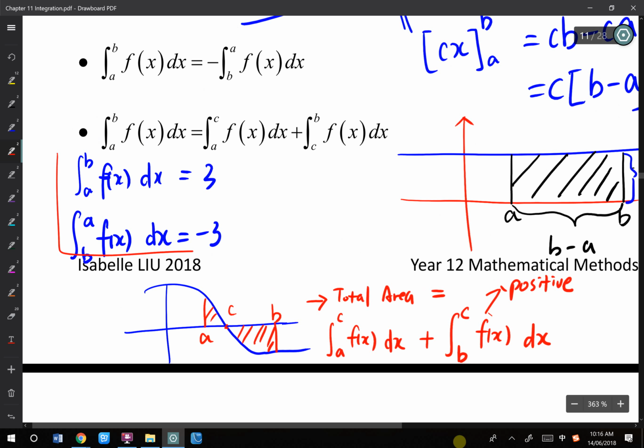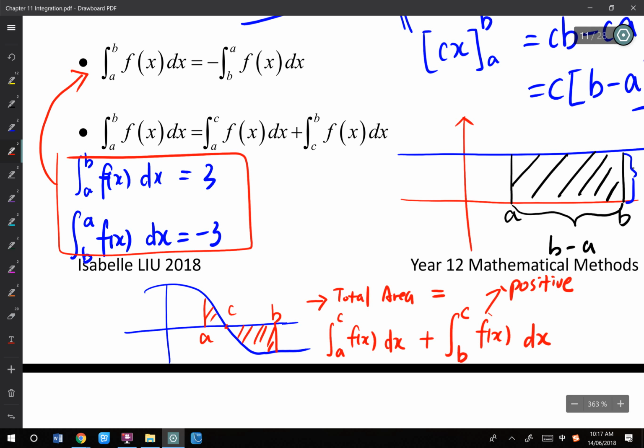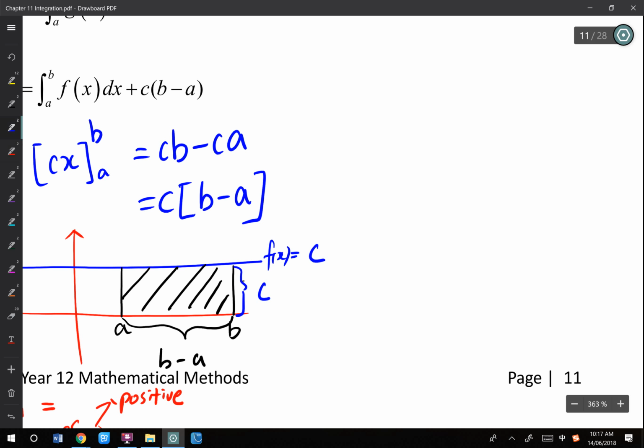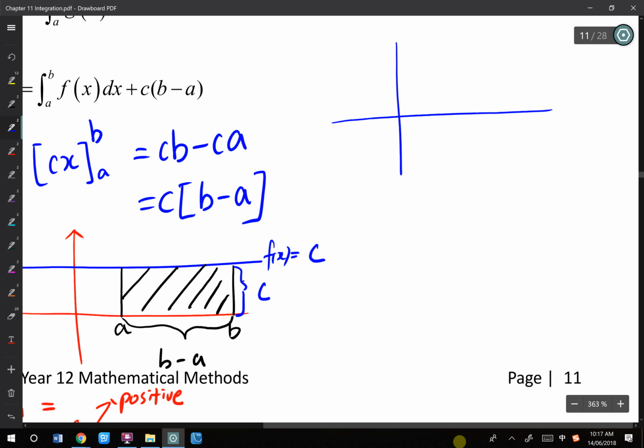That belongs to this one. Okay, last one. The integral from a to b of f(x) dx can be the integral from a to c of f(x) dx plus the integral from c to b of f(x) dx. Why is that? It's very easy to explain. I don't know what c is. c can be anything. I will use positive to represent.